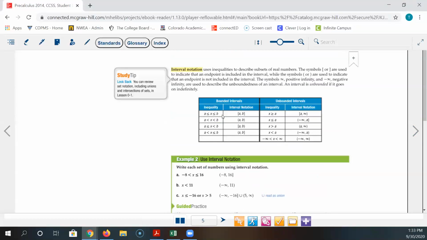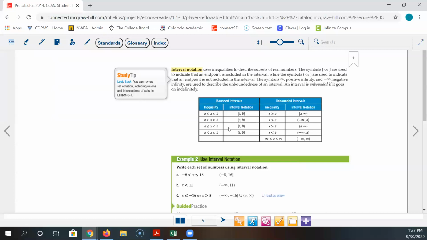Okay, and when you're looking at interval notation, there's two types. You have bounded intervals and you have unbounded intervals. Bounded intervals have an endpoint at both sides. So A is less than or equal to X, which is less than or equal to B. Working on the left, A is less than X and X is less than B.